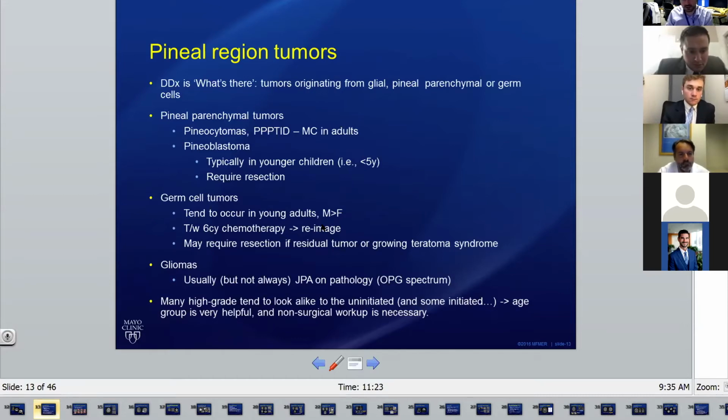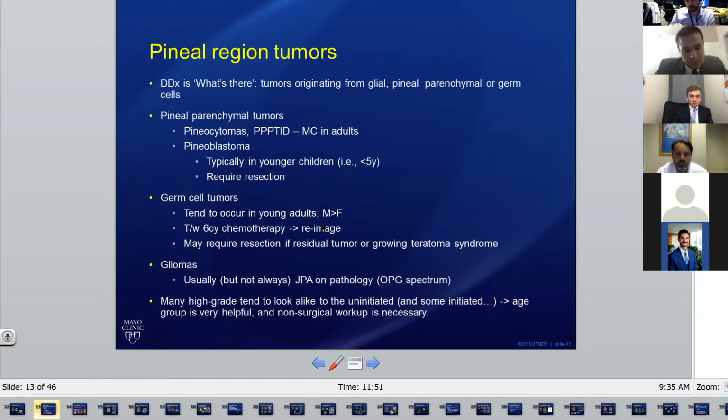Germ cell tumors tend to occur in slightly older children and young adults, males more commonly than females, and these generally do not require surgical resection. You want to catch these on the front end, and you want to refer these to the neuro-oncologist so that they can initiate chemotherapy. These sometimes require resection if there's residual tumor or if the tumor differentiates over the course of treatment, a condition that we call growing teratoma syndrome. But these are patients that you really want to avoid surgery if at all possible.